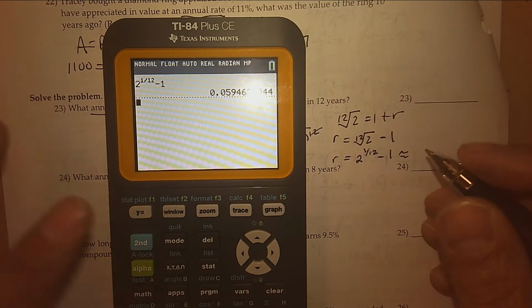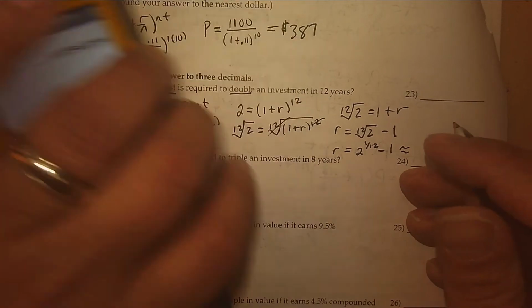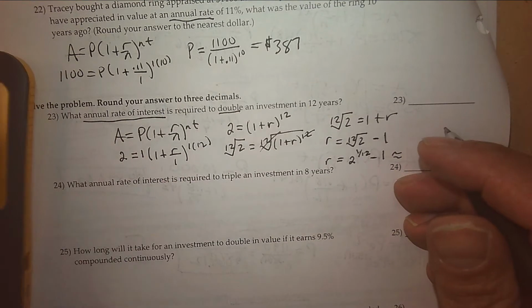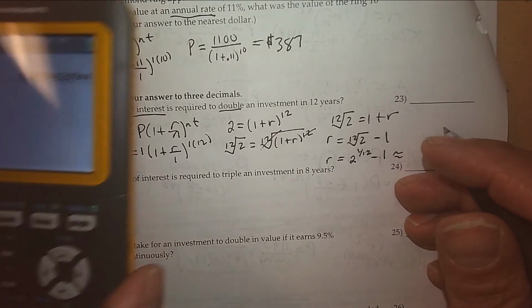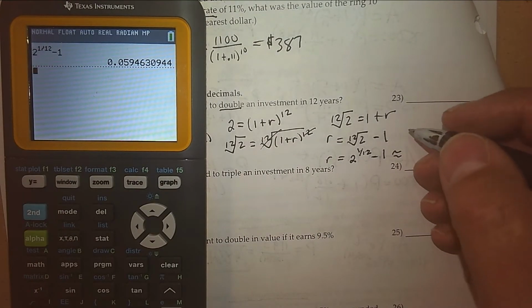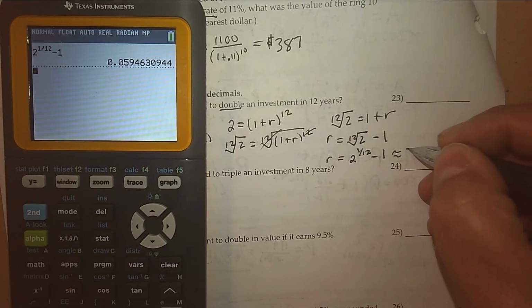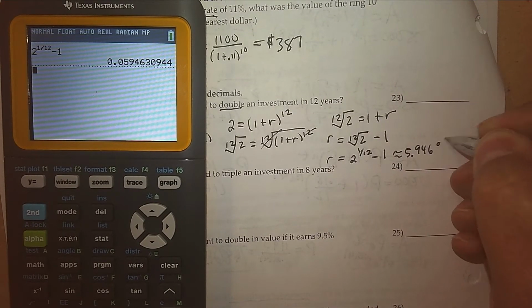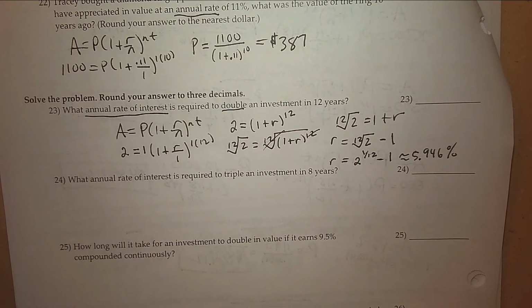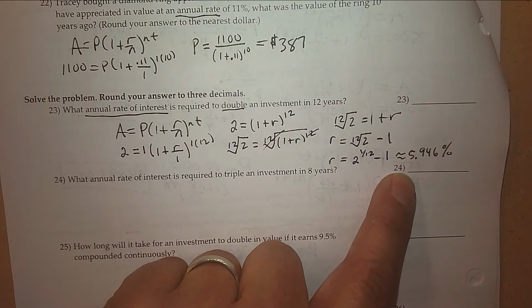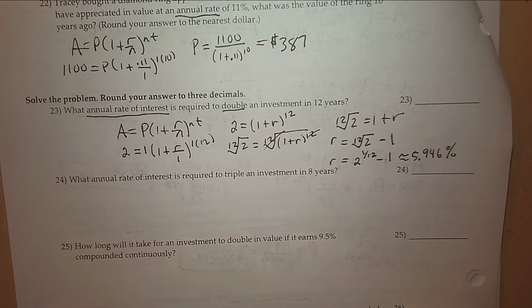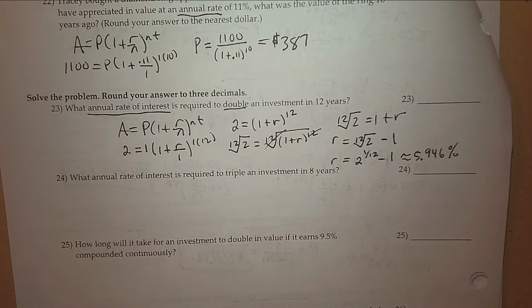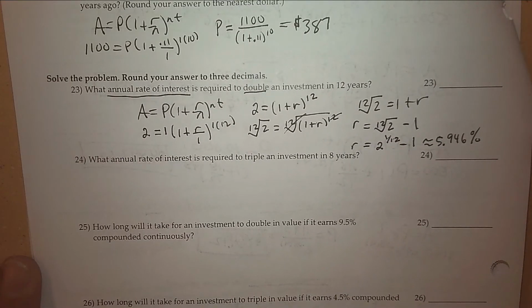So I'm going to move the decimal 2 to the right. And it says to 3 decimal places. So the annual rate of interest, 2 to the right, would be 5 point, and then I'm going to go 946. So 5.946% would be the annual interest rate you would need to double your money in 12 years.